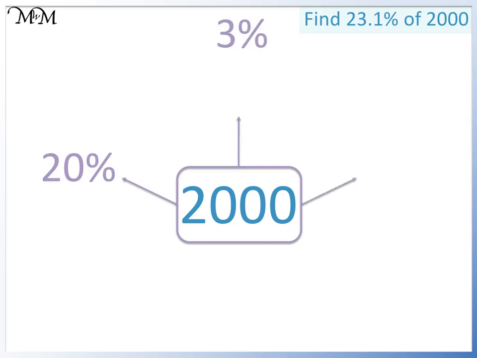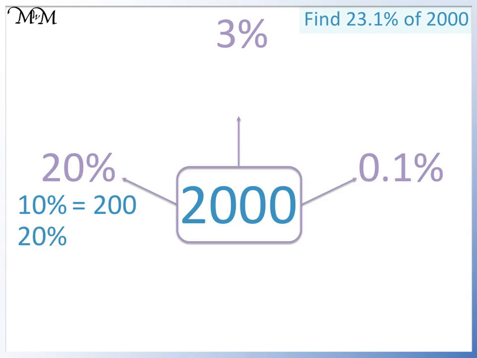Find 23.1% of 2000. We'll begin by partitioning 23.1% into 20%, 3% and 0.1%. We'll start by finding 20% of 2000. To do this, we will first find 10%. 2000 divided by 10 equals 200. Now that we know 10%, we can find 20%, because 20 is double 10. So we can multiply 200 by 2, which equals 400.